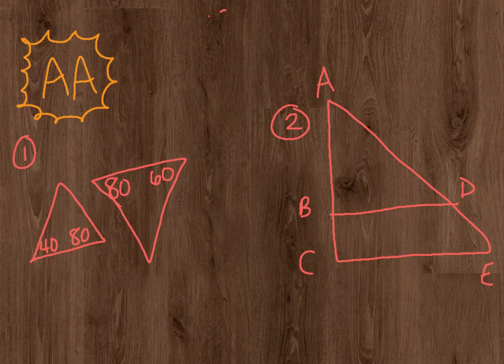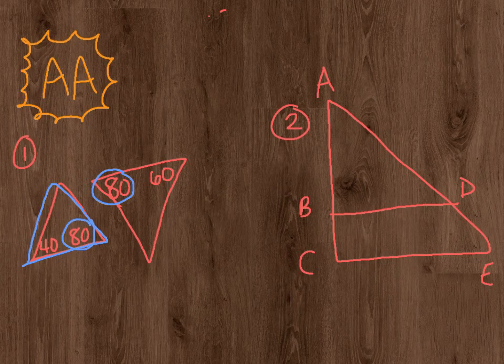Okay, number 1, we have a triangle over here on the left. I'm going to highlight it in blue. And they gave us 40 and 80. And the triangle here on the right gave us 80 and 60. So all we know right now is that the 80s match up. So we only have 1 angle that is alike. We need to have 2 angles that are alike.